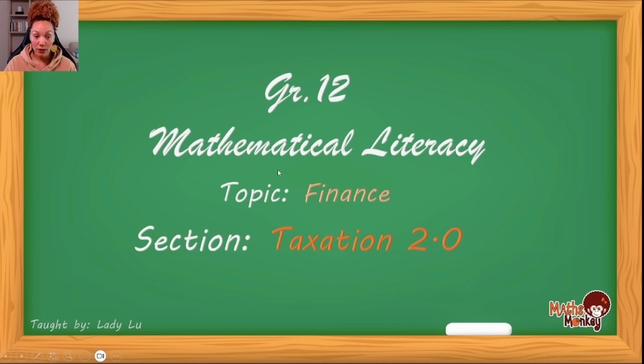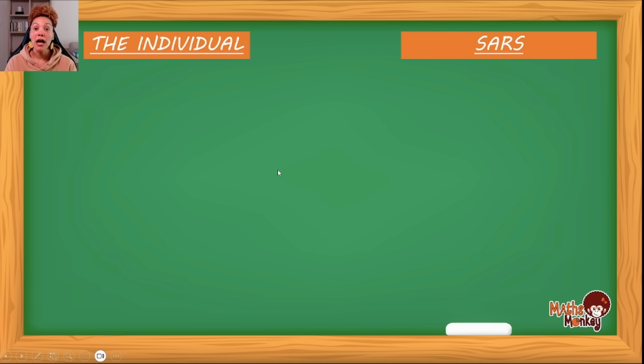Okay, so let's start by looking at taxation. We're going to start off by looking at it from two different perspectives. One, we have the individual. This is the person who will be paying the tax. And then SARS, which is the institution who will be receiving the tax.